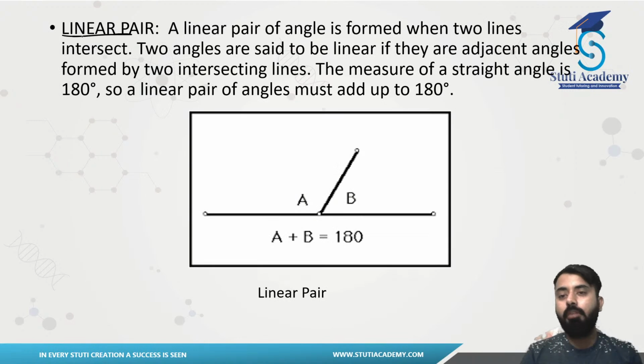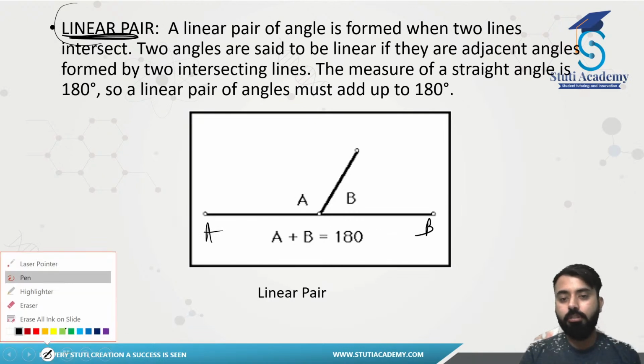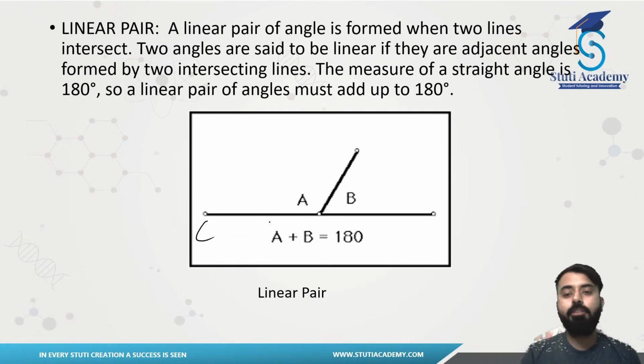So, linear pair. Now we are moving towards some axioms and some proofs. Remember, a linear pair is what? On a straight line, let me just conclude this one. Let's say this is CD. Let's say this is point E and that is point F. I have a line segment CD and another line segment EF, such that EF is intersecting CD at point E.